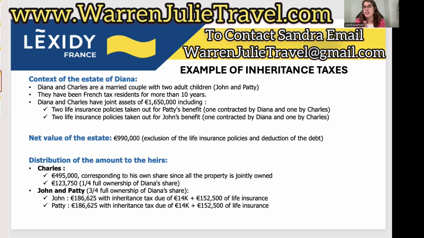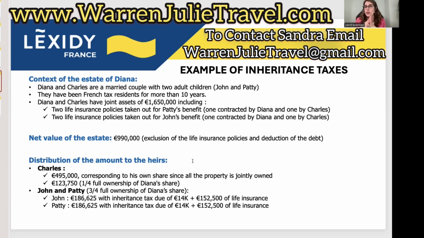exempt from inheritance taxes. So that means in this example, if you have the same joint assets, but you have 2 life insurance policies for Patty and 2 life insurance policies for John, one contracted by Diana and one contracted by Charles, the net value of the estate will be less because the life insurance policies are not in the estate. So that means the net value of the estate will be less than 1 million euros.